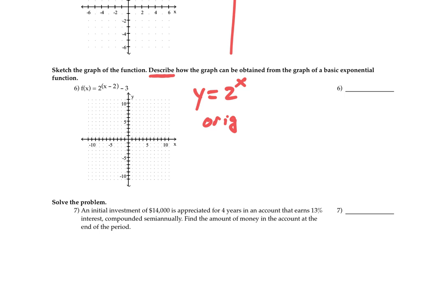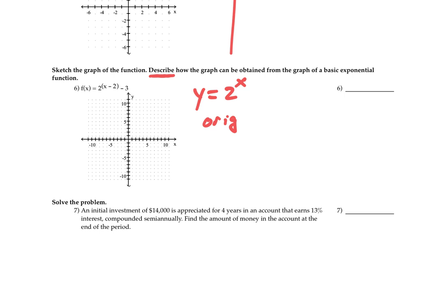And so on the quiz, some people were trying to tell me what the 2 was doing to the graph. The 2 is not doing anything to the graph. At least this 2 is not. This 2 is up in the exponent, so that 2 up there is changing it. Whatever's connected to the x is going to be left or right, and it's going to be opposite. Whatever is at the end is going to be up or down, and it's going to be the same as the sign that you have. So in this case, we would say right 2 and then down 3.